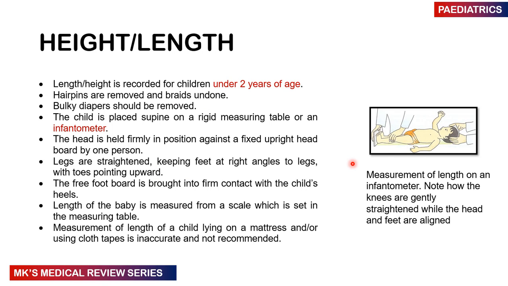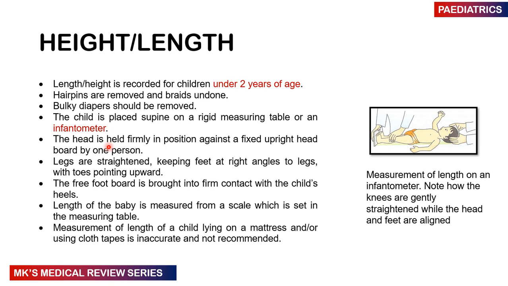So what about the height and the length? Remember that the length is going to be recorded for children that are under the age of 2 years. We should remove any hairpins, any braids should be undone, and any bulky diapers should be removed. The child should be placed supine on what is known as a rigid measuring table or an infantometer, which is what is described here. So we're measuring the length using an infantometer. Make sure that the knees are gently straightened out, the head is flat, and the feet are well aligned, like that.